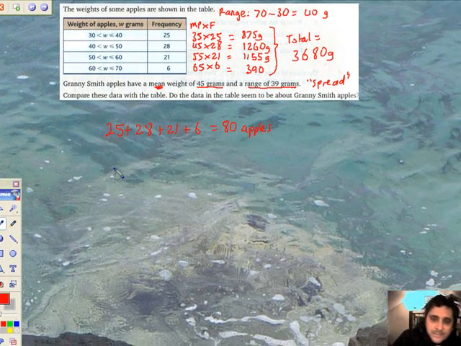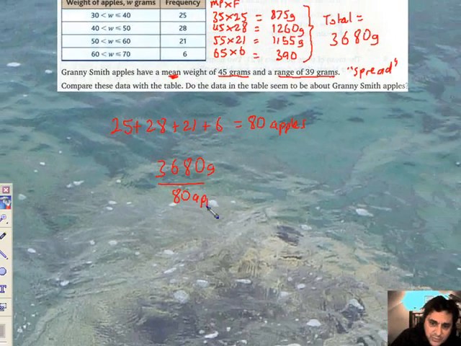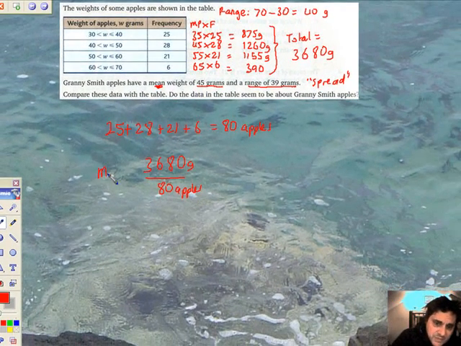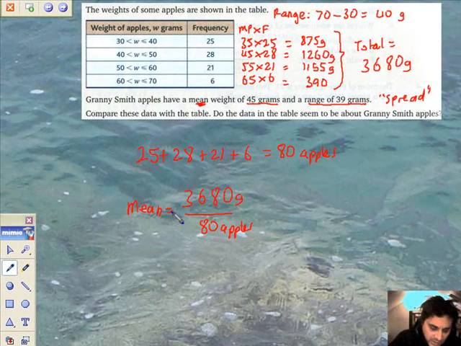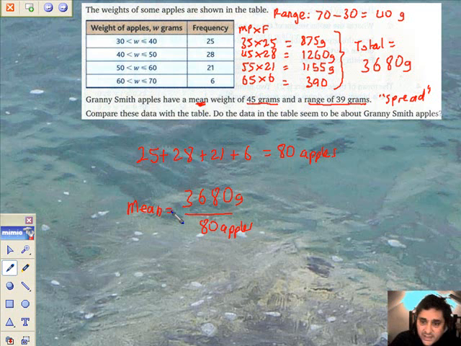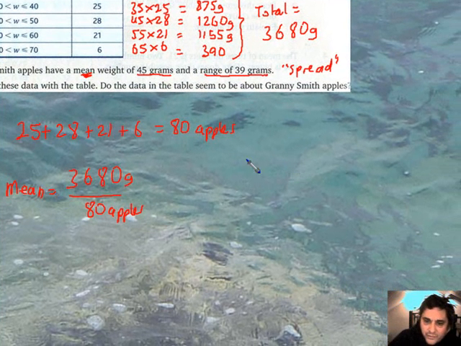So the total weight is 3,680 grams divided by 80 apples, and this will give us the mean. So let's just do that sum now. 3,680 divided by 80 apples, and what have we got? We have got 46 grams on average per apple.